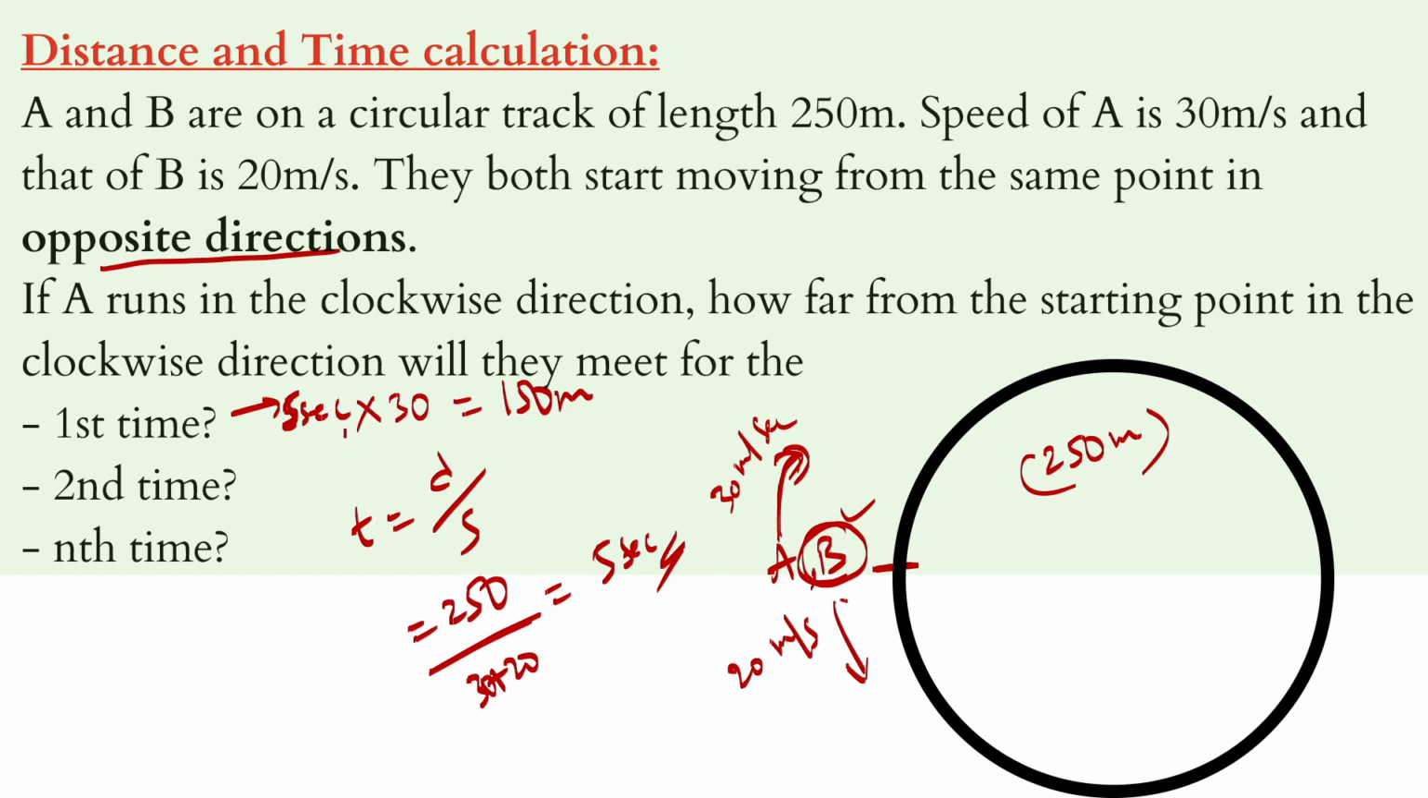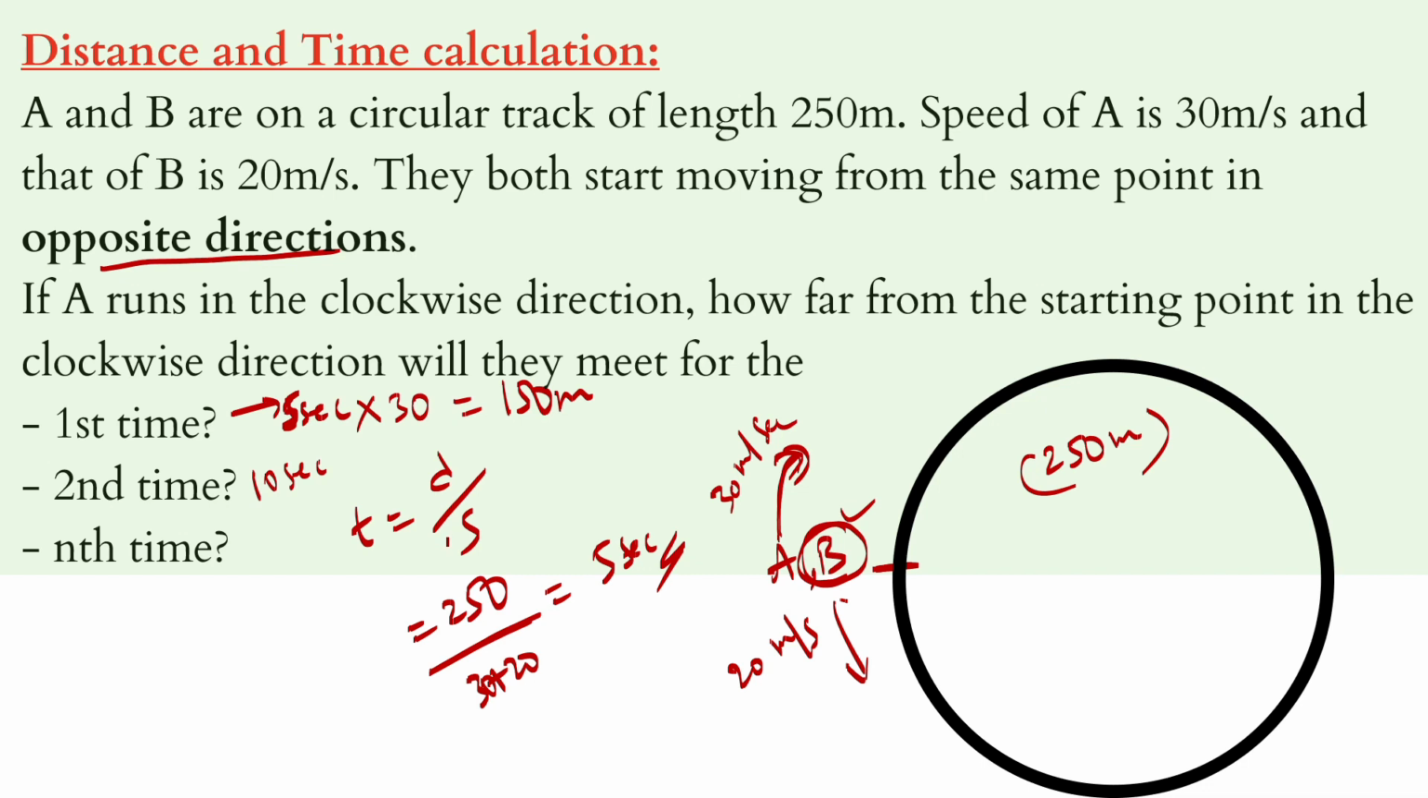What about the second time? For the second time also, the time taken will be 5 seconds, right? It won't be more than 5, it won't be less than 5, because the speed is constant. A's speed is 30 and B's speed is 20 in the second case also. There is no change in speed, there is no change in the length of the track. So the time won't change, so the time will be 5 plus 5. The first one is 5, and one more 5 seconds, so the time is 10 seconds. So they will meet for the second time after 10 seconds, right?